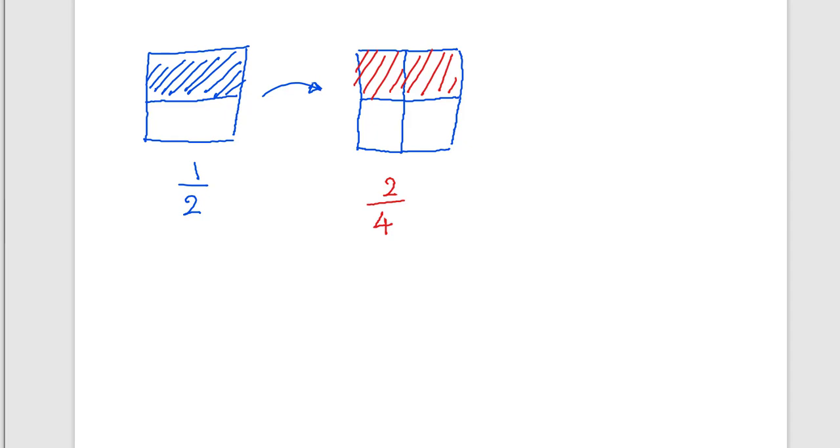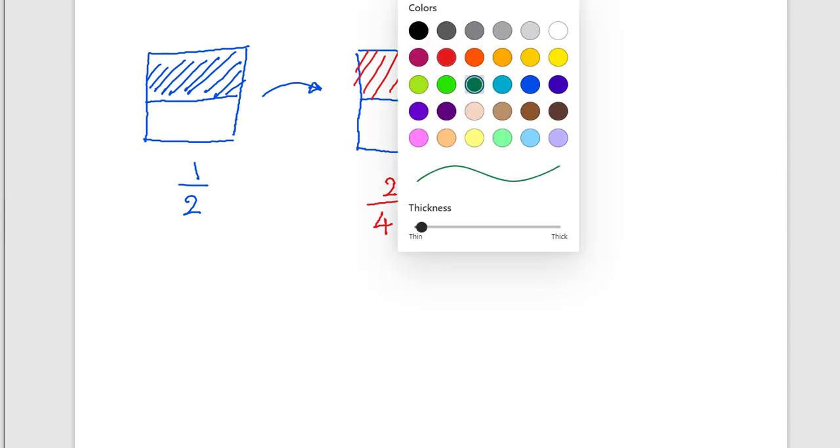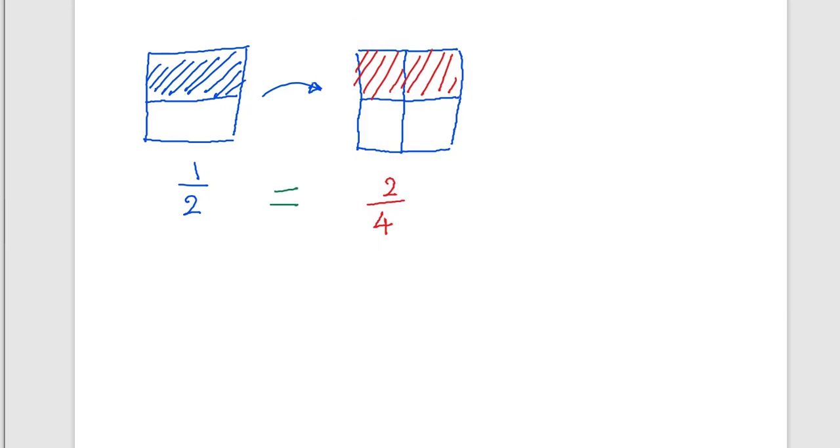And what we note here is that these two fractions are equal. We say that 1/2 and 2/4 are two equivalent fractions. And in this case, we use the equal sign. So the word equivalent means equal.